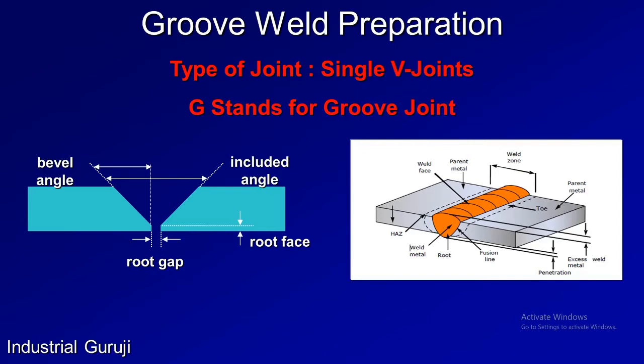Here I have shown a basic joint type, single V joint, to understand what is a groove weld. This single V joint is widely used over the industry. Weld terminology is also shown in it. Remember, G stands for groove weld. Now there are different preparations for groove weld like V, U, J, but we restrict ourselves here to V joint just to understand what is a groove weld.